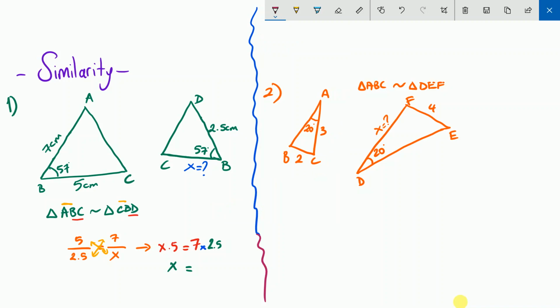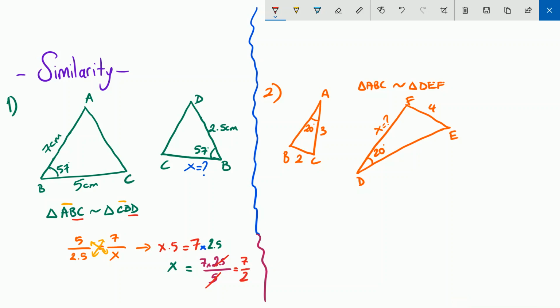7 times 2.5 over 5. So 2.5 cancels part of 5. We are going to simplify. We will get 1 over 2. Finally, we will get 7 over 2.